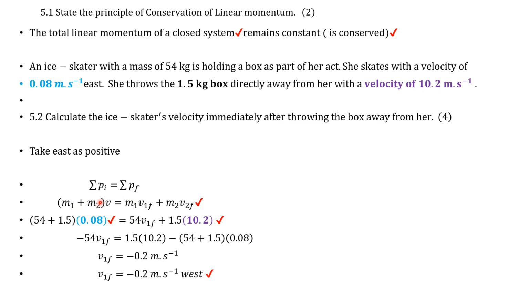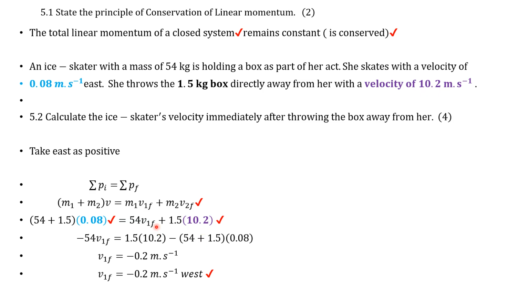Mass 1 plus mass 2, because she was holding the 1.5 kg box, they become one, moving at one velocity of 0.08. That equals mass 1 times V1 final plus mass 2 times V2 final. Mass 1 was 54, and we don't know what the final velocity is there. Mass 2 is 1.5 kg, and its final velocity was 10.2. So we multiply out.